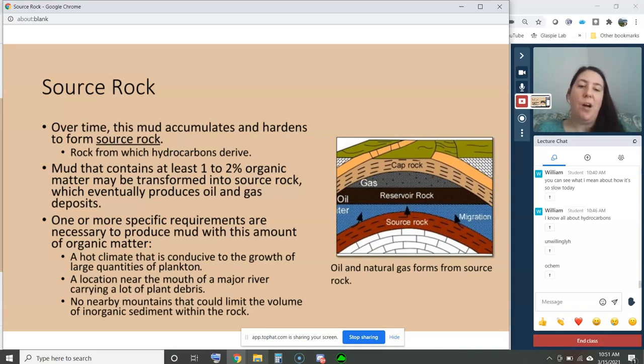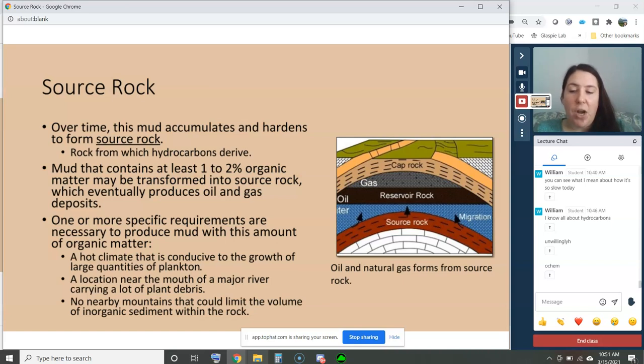There are a number of specific requirements that are necessary to produce this source rock, or produce mud with this amount of organic matter. First of all, you need a hot climate generally that's conducive to the growth of large quantities of plankton. That way you get a lot of living organisms that die and then are incorporated into that mud. You could have a location near the mouth of a major river, which carries a lot of plant debris. So that would really help the accumulation of all this organic matter at the bottom.